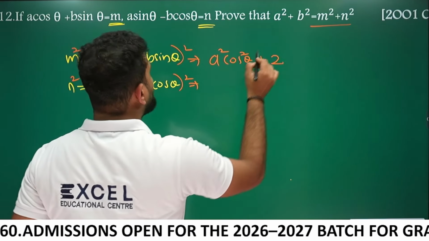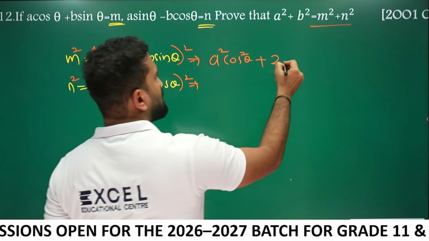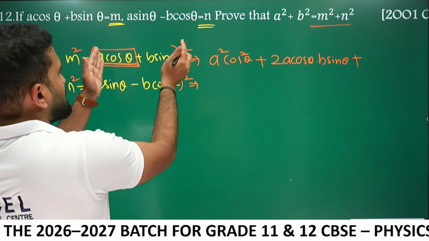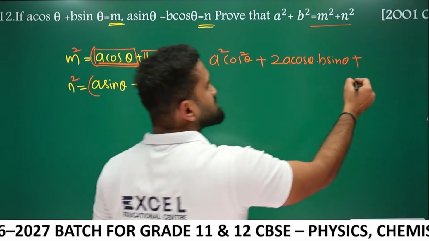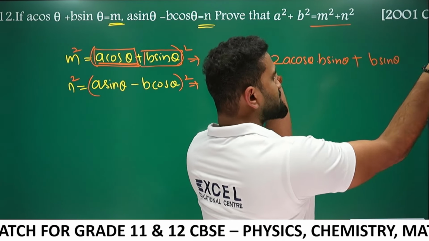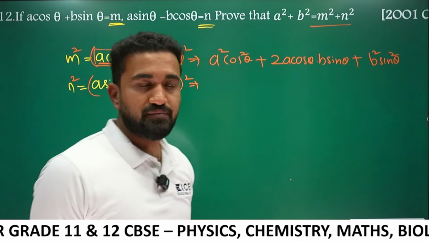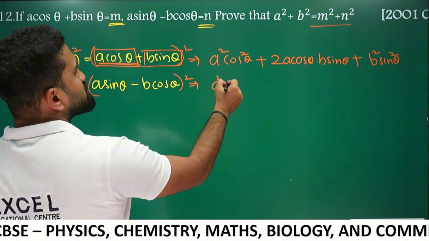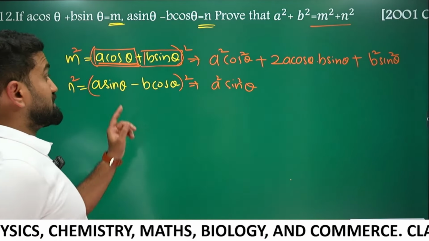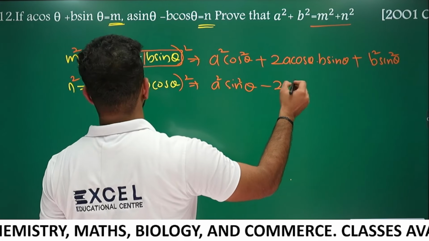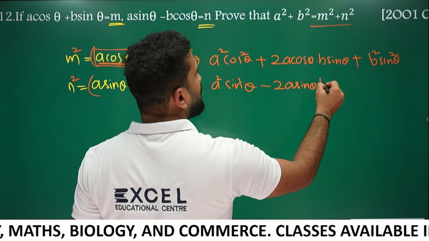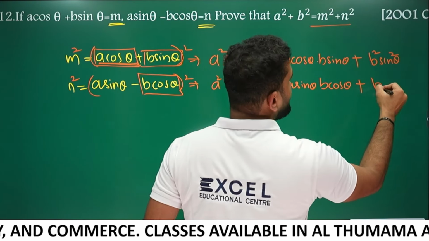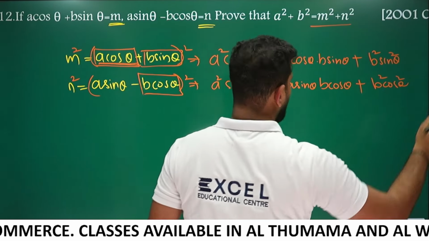Now 2ab, 2 into this plus this second term the whole square, that is b sine theta the whole square, which will be b square sine square theta. Similarly, in the denominator, this guy, this will be a square sine square theta, but this is minus, so minus 2ab, minus 2 into a sine theta b cos theta plus square of this guy, which will be b cos theta the whole square, that is b square cos square.